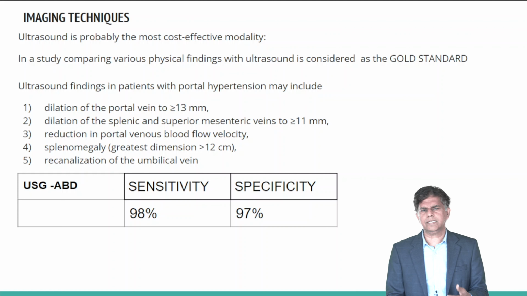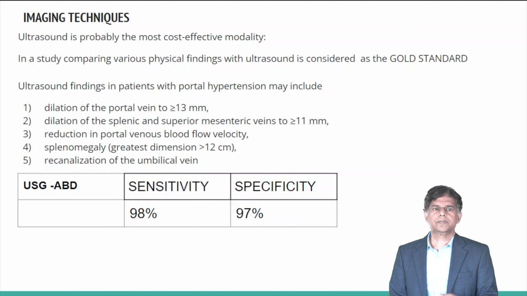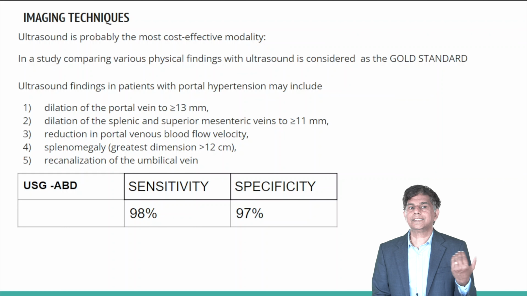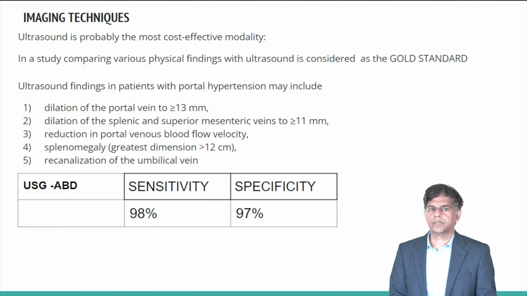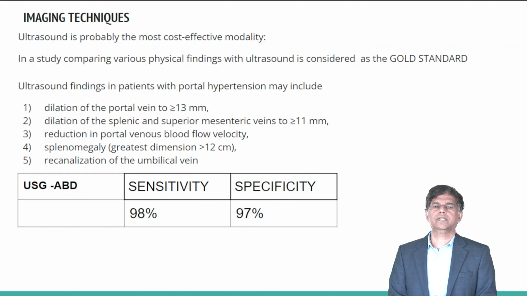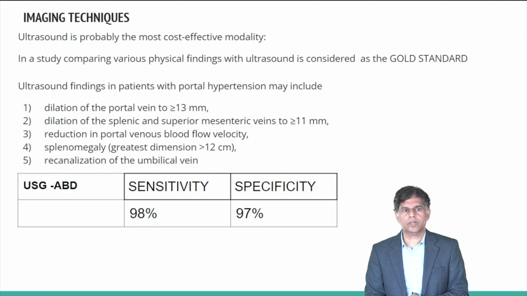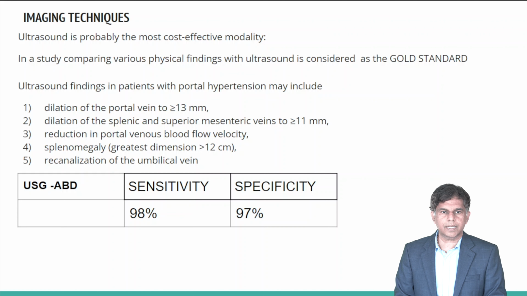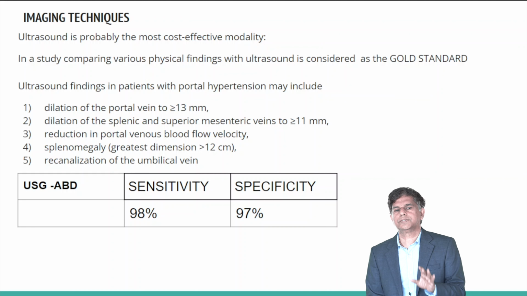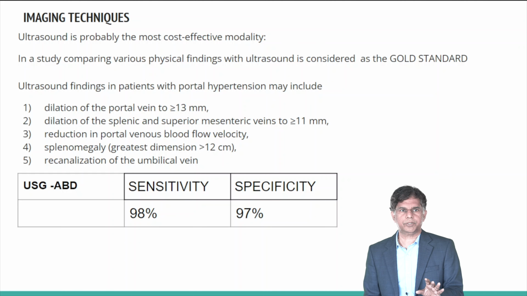So, imaging technique, mainly the first thing always is ultrasound, right? And it's good to know what the findings of portal hypertension are. You get dilatation of the portal vein up to or greater than 30 millimeters. You get dilatation of the splenic and superior mesenteric vein to greater than 11 millimeters. Reduction in portal venous blood flow velocity. You get splenomegaly, you get recanalization of the umbilical vein. So ultrasound, again, remember, the gold standard, sensitivity and specificity very, very high, 98 to 97%, right?